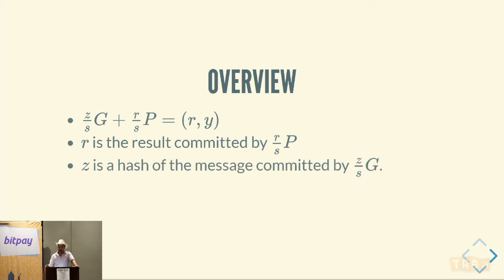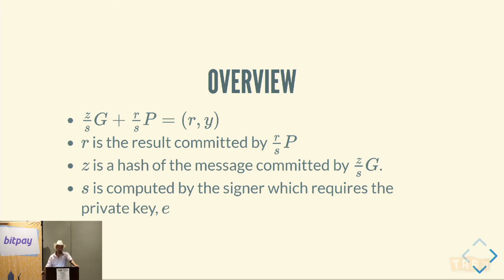z is the hash of the message. In Bitcoin, this can be any message that you want, but generally it's a transaction that you are performing, generally on a per input basis. You're saying, I want this transaction to go through, so I am committing to and signing this particular message, and that's (z/s)G. And s is computed by the signer. This is where the division comes in, which requires the private key e. So s cannot be computed without the secret, the private key. That's the key to how signing works, but that's a general overview.